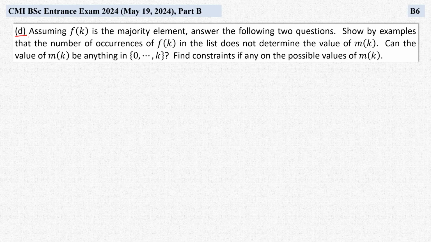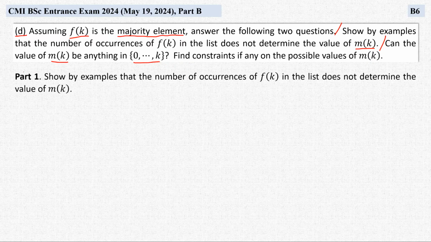Next, problem D. Assuming f of k is the majority element, answer the following 2 questions. First, show by examples that the number of occurrences of f of k in the list does not determine the value of m of k. Can the value of m of k be anything from 0 to k? Find the constraints, if any, on the possible values of m of k. Alright, so part 1, showing that the number of occurrences of the majority element f of k does not determine the value of m of k.